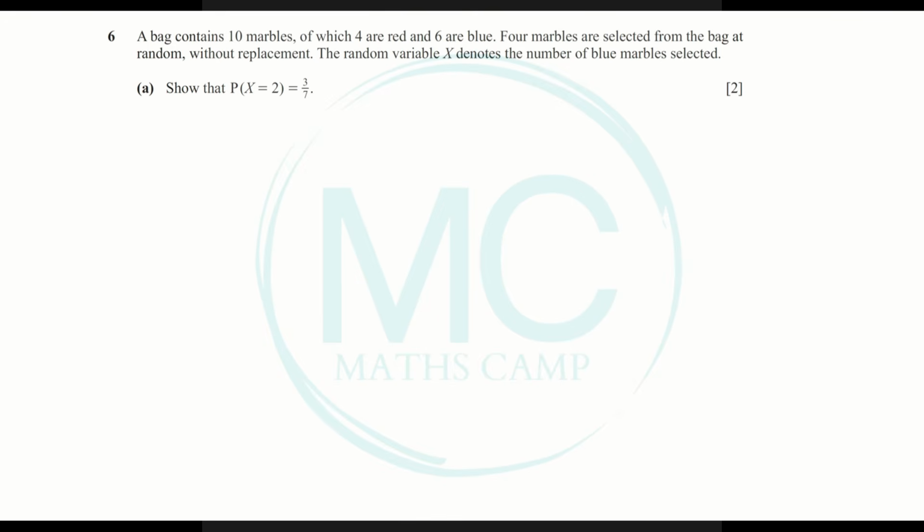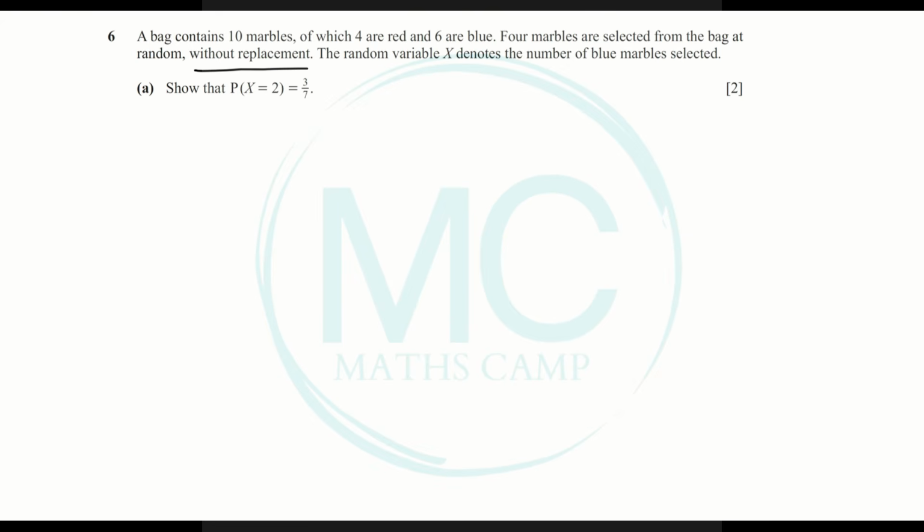Now, the first thing you need to notice is the word without replacement. This tells us we are working with dependent events. The random variable x denotes the number of blue marbles selected. So for this question, we need to find the probability that out of the 4 marbles drawn, only 2 are blue. And the best way to do this is to look at all possible combinations.